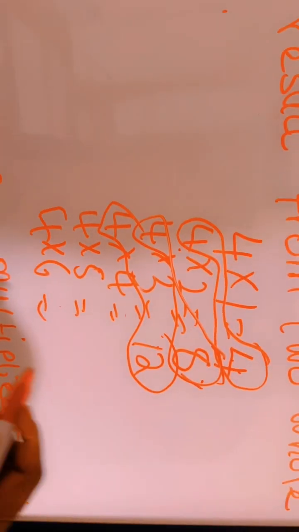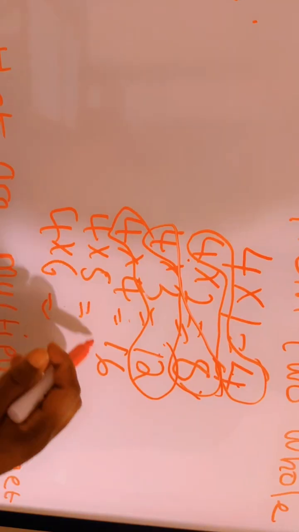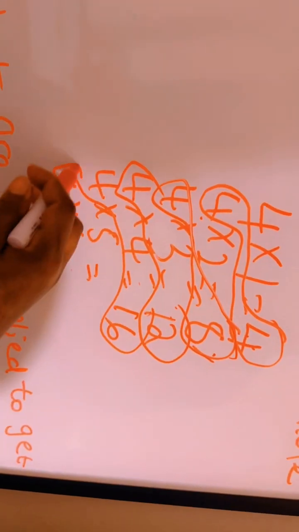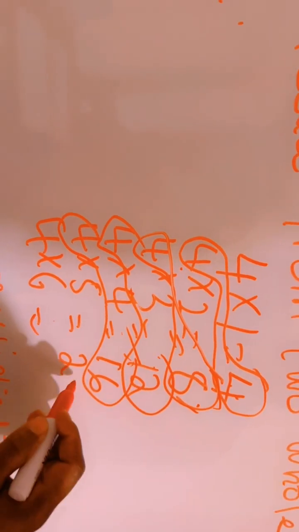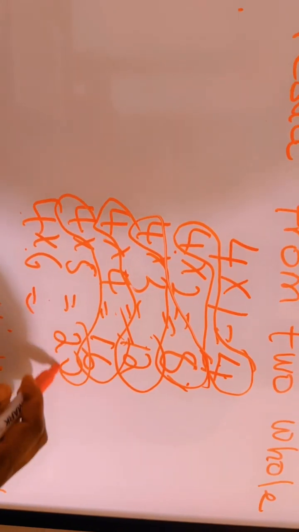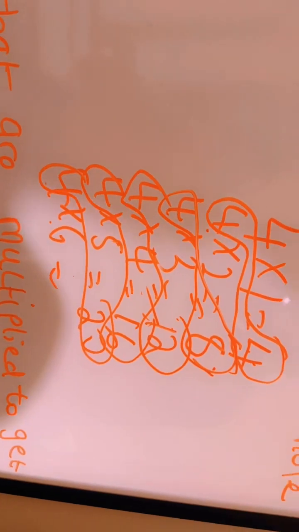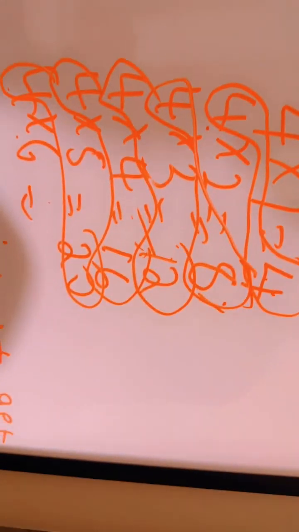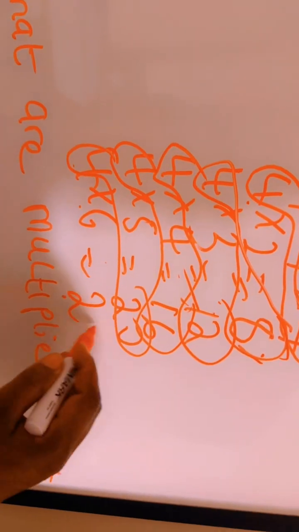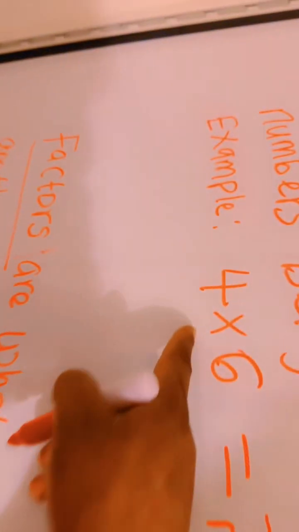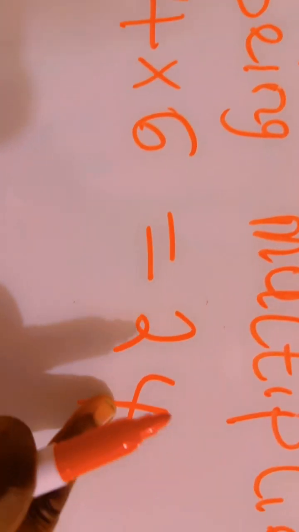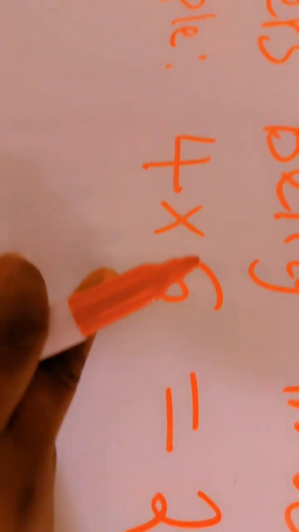Then 4 times 4 is 12 plus 4. We have 12, 13, 14, 15, and 16. 4 times 5 is 16 plus 4, which will give you 17, 18, 19, 20. 4 times 6, 20 plus 4: 21, 22, 23, and 24. So 4 times 6 is equal to 24. So 24 is a multiple of 4 and 6.